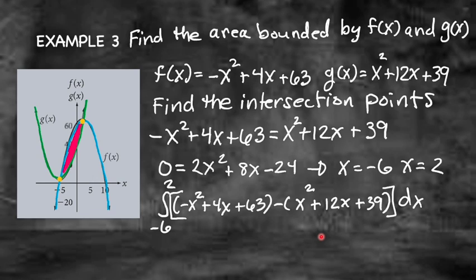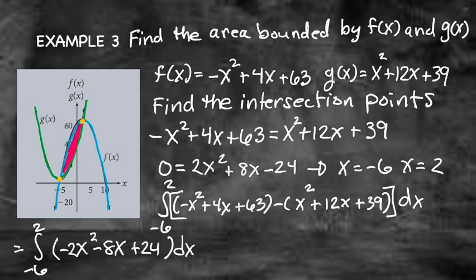So I'm going to use that function first and then subtract the g of x. So I have -x squared plus 4x plus 63. That's the f of x, and then I subtract g of x, which is x squared plus 12x plus 39. So before I integrate, I want to clean that difference up so that we can combine like terms and make things a little bit easier. So I've got to remember to distribute that minus in front of the g of x. And then once I do that and I combine my like terms, I'm going to get -2x squared minus 8x plus 24. So that's what we're going to integrate from -6 to 2.